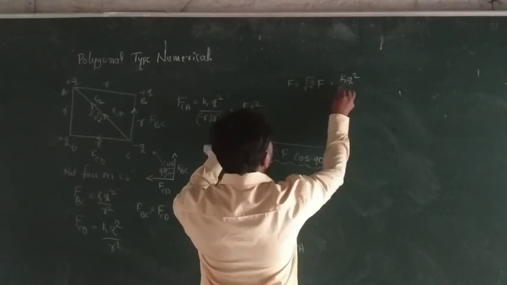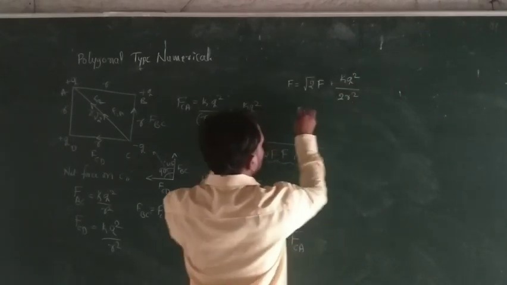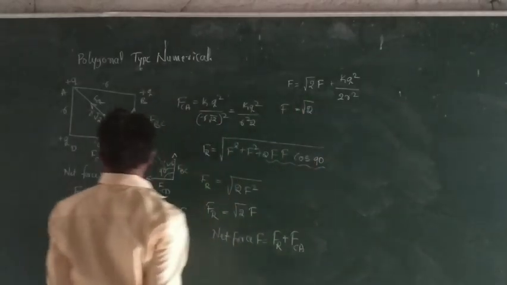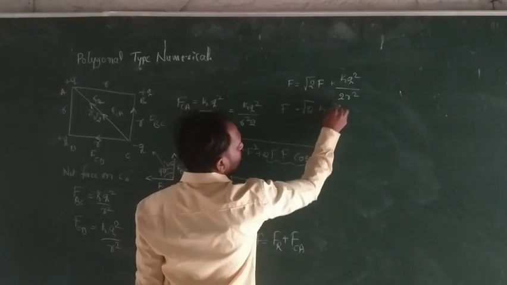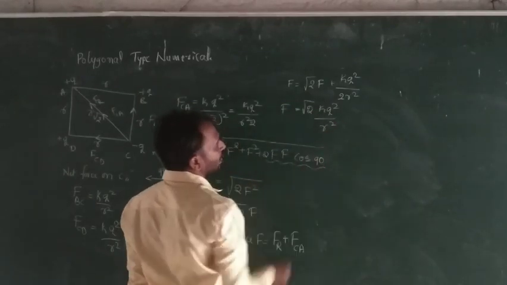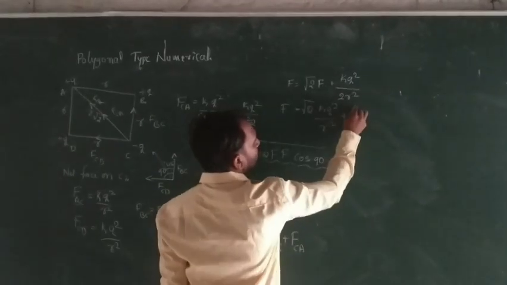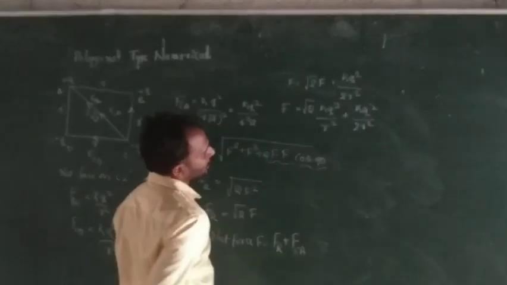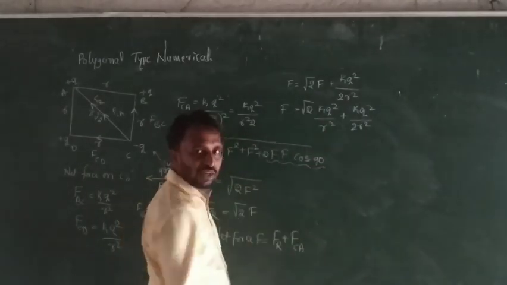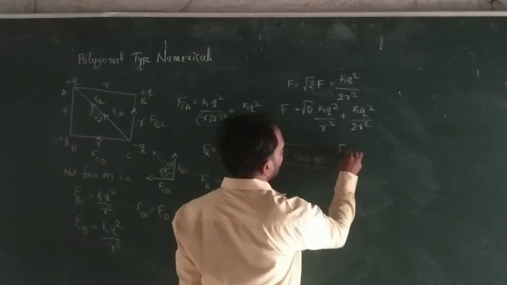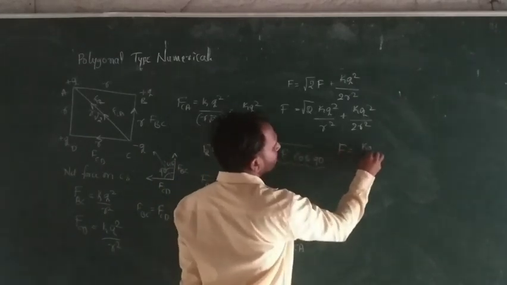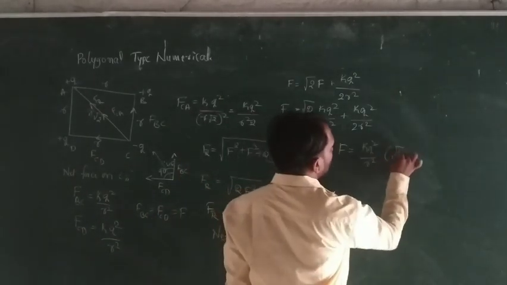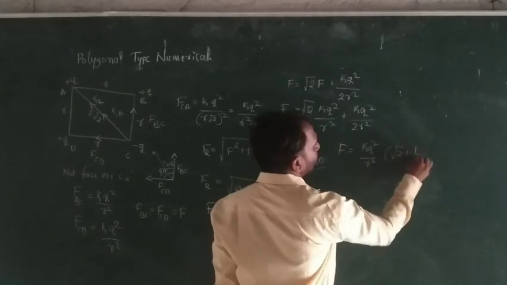FCA value is K Q square divided by 2 R square. So F is equal to root 2 times F value, K Q square divided by R square, plus K Q square divided by 2 R square. Here K Q square divided by R square is taken common. Net force F is equal to K Q square divided by R square into the bracket root 2 plus 1 by 2.